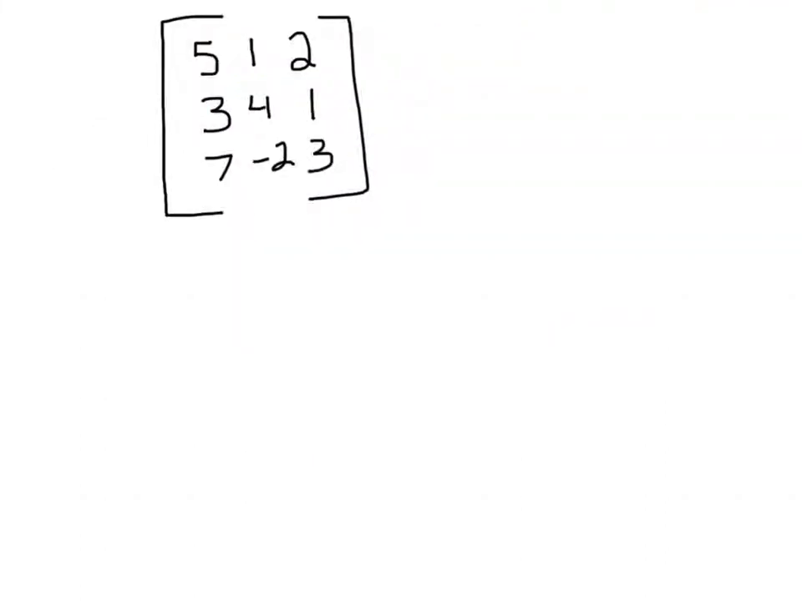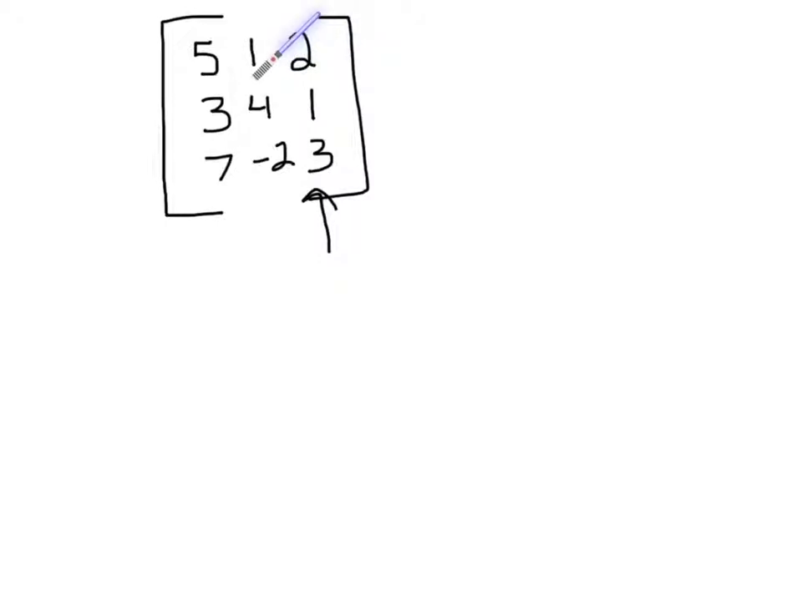Okay, so how about example number 2 here? So we've got 5, 1, 2, 3, 4, 1, 7, negative 2, 3. We picked the top row before. Let's pick the third column. Doesn't matter which way you go. Now, what you do want to do is go through and find out along here which is positive and which is negative.